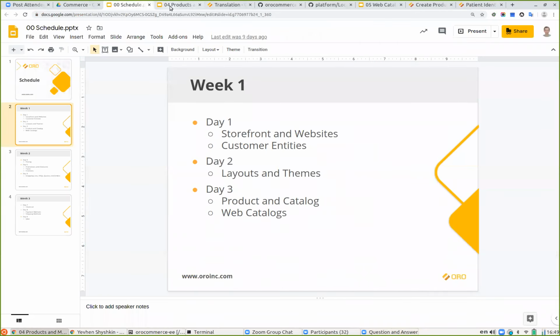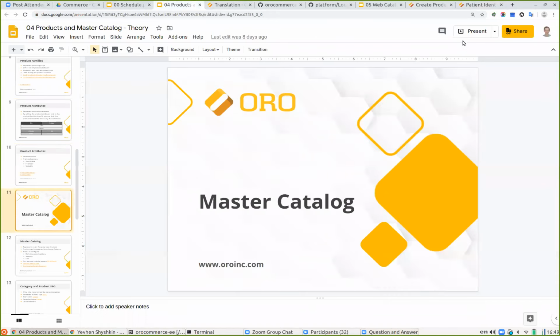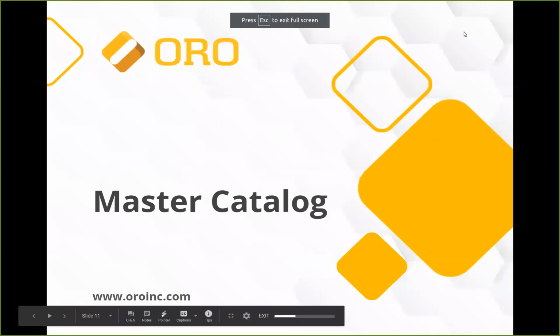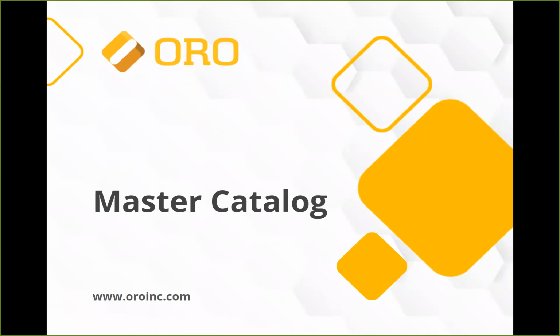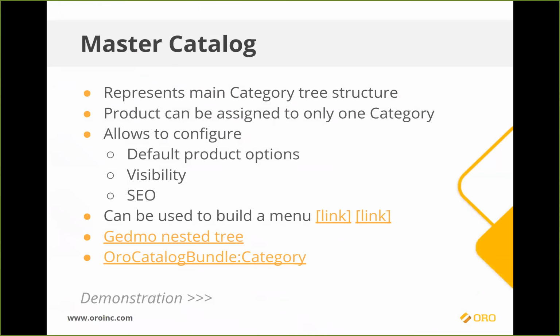Okay, so let's continue. And now we're going to talk a little bit about the master catalog. So master catalog is the first and the most obvious structure you should use in the OroCommerce in order to group your products or put the products in the appropriate structure inside appropriate category structure. Master catalog represents main category tree structure. You will see later why I'm talking main, because also there is a secondary.